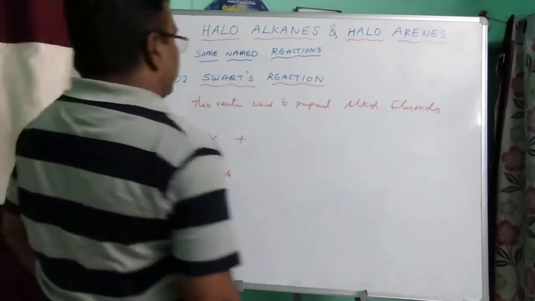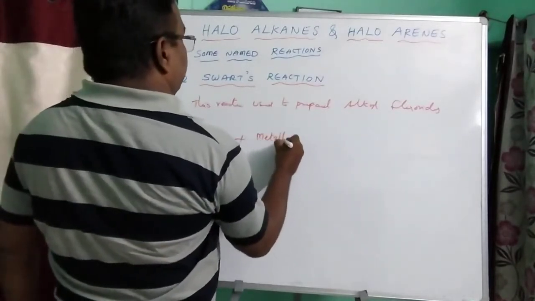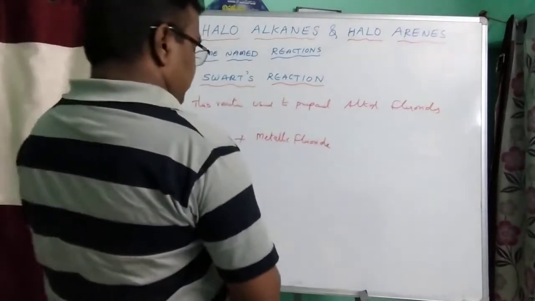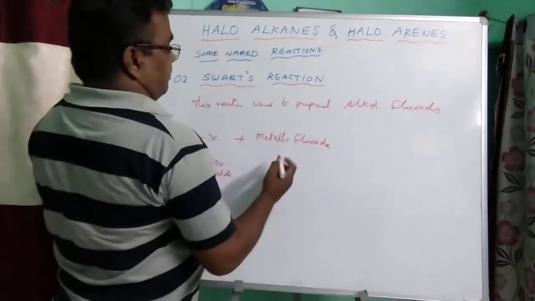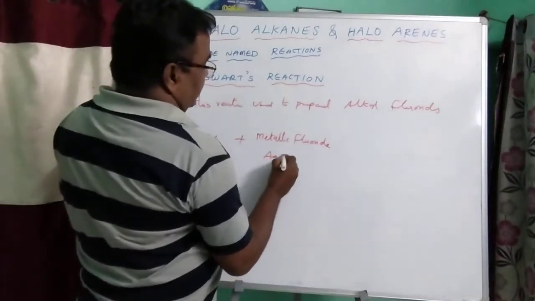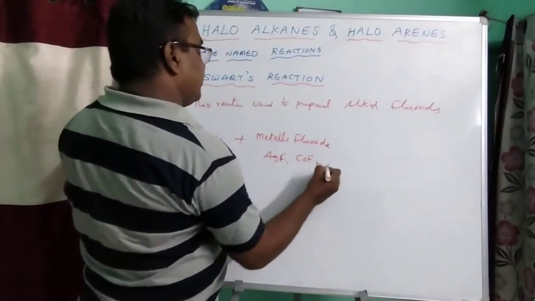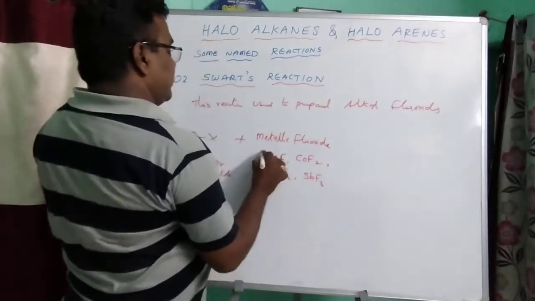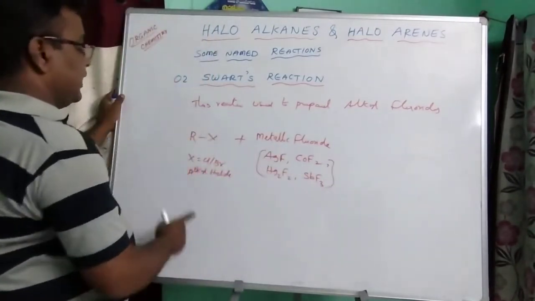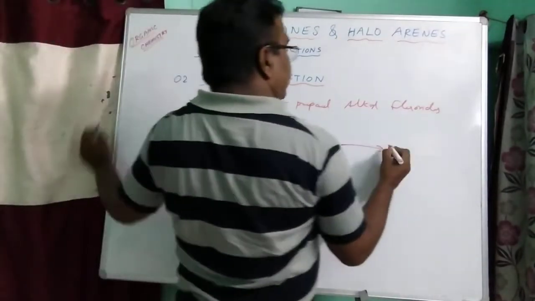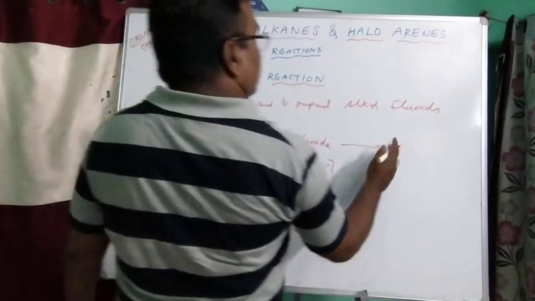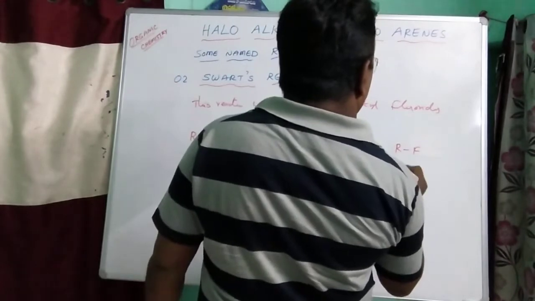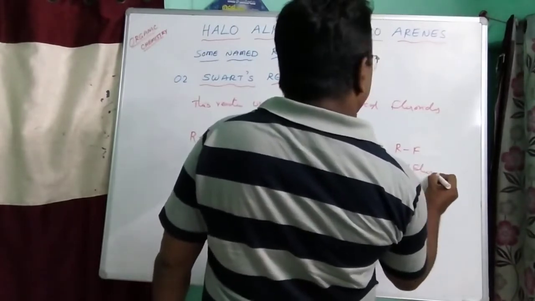Alkyl halide reacts with metallic fluoride. The metallic fluoride such as silver fluoride or cobalt fluoride or mercuric fluoride or antimony fluoride. These are the metallic fluorides. When alkyl halide reacts with metallic fluoride, it gives alkyl fluoride, R dash F.